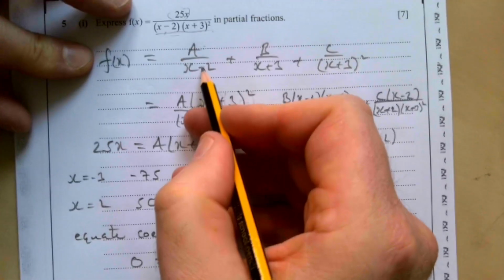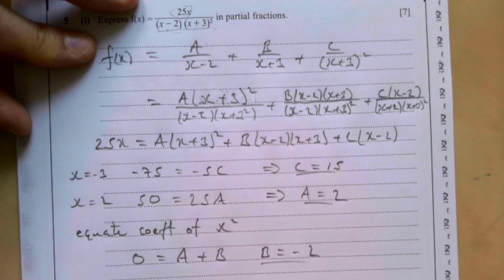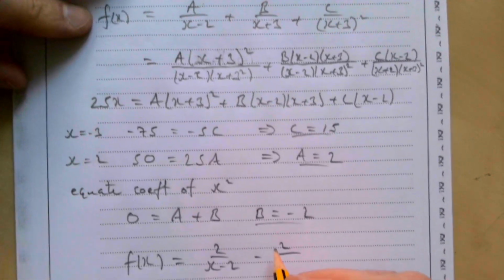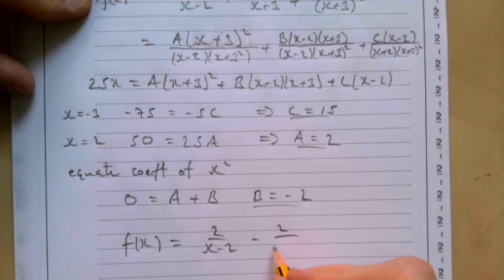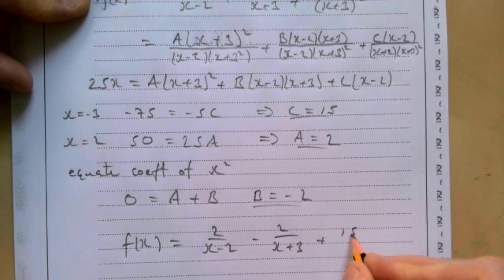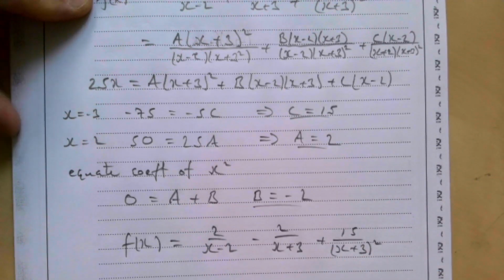so my function then becomes 2 over x minus 2, minus 2, sorry you can't see that, over x plus 3, and then plus 15 all over x plus 3 all squared.